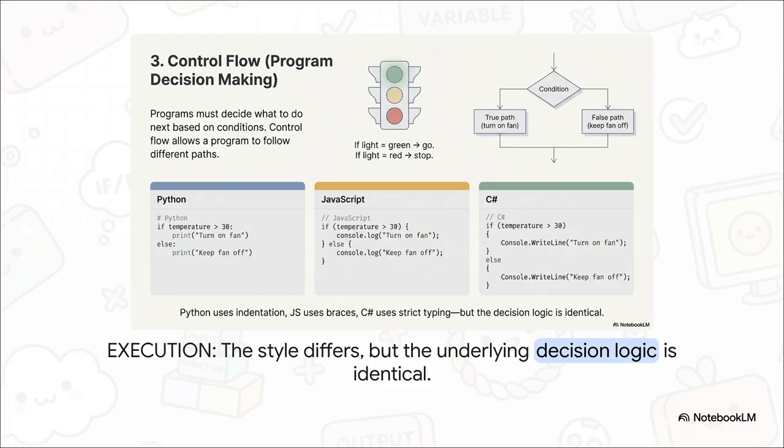The logic is super straightforward. If the temperature is over 30, then do this, turn on the fan. Else, if it's not, do that, keep it off. And again, look at the style differences here. Python uses clean and simple indentation. JavaScript and C#, they use these curly braces. The look and feel is different, but the decision-making logic underneath is 100% identical.